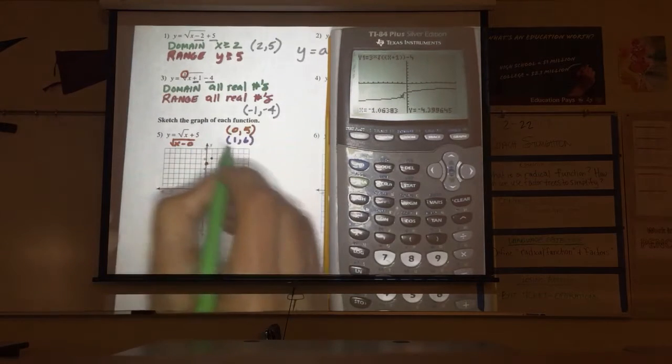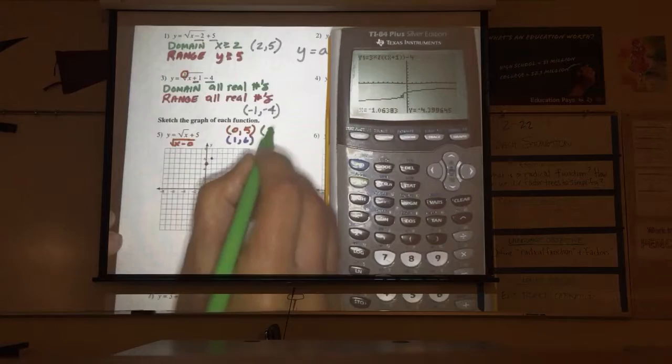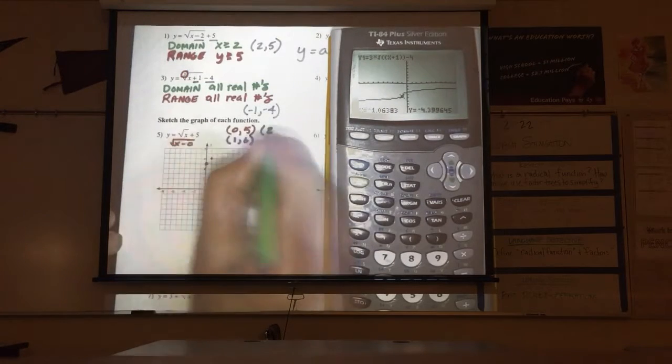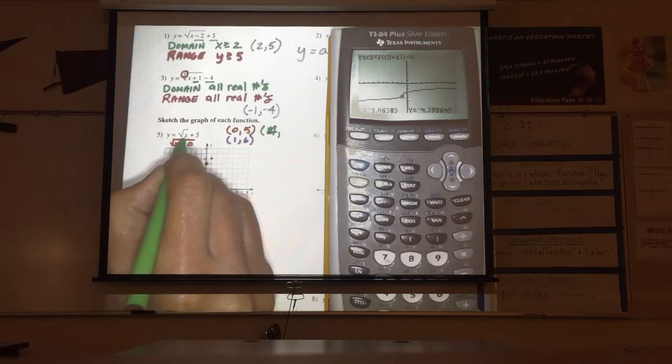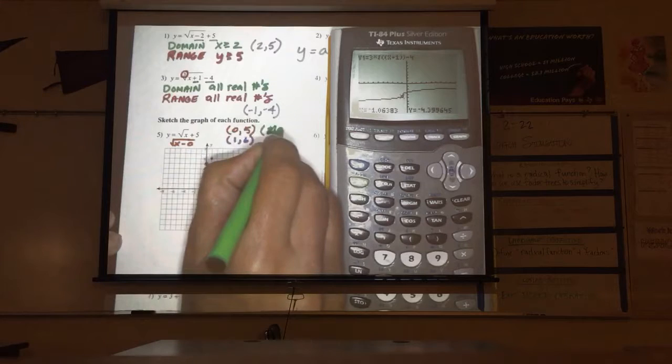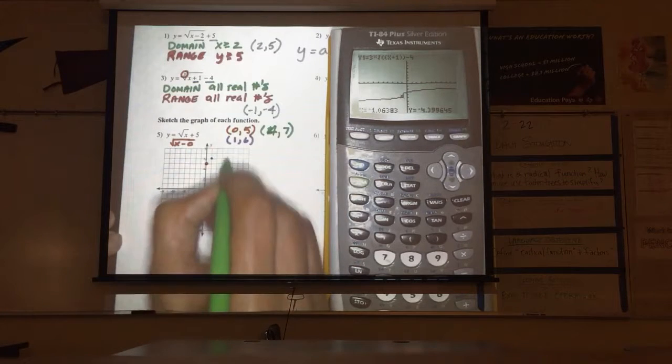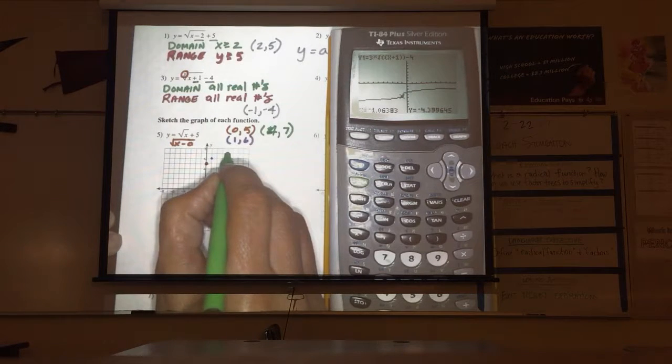Let's try 2. Let's take another point. I'm going to plug in, well actually, let's go to one that would be easy. Let's go to a perfect square, which is 4. Because if I plug in 4 here, I can take the square root of 4 easily, which is 2. And 2 plus 5 is 7. So our next point is going to be at 4, 7.